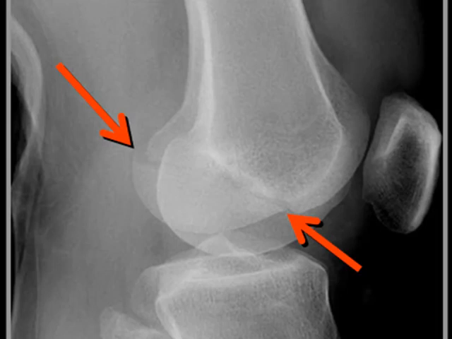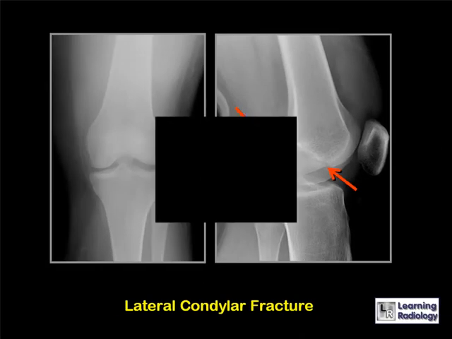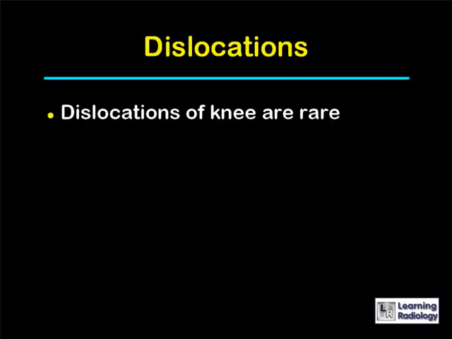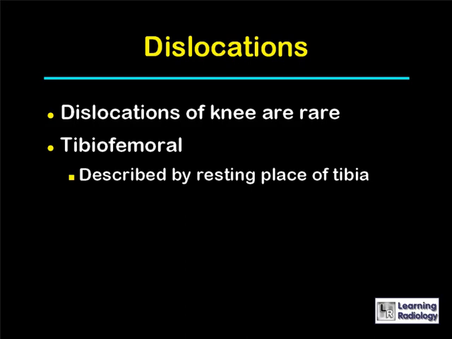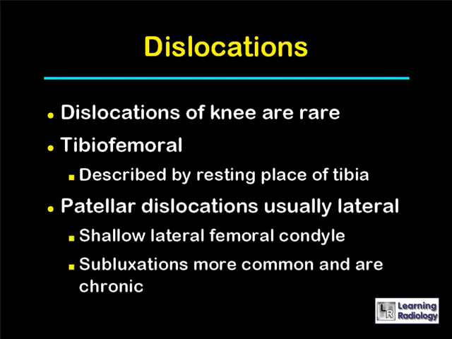patient's knee. Dislocations of the knee are relatively rare. They can be tibiofemoral, and they're described by the resting place of the tibia. They can also be patellofemoral. Patellar dislocations usually are lateral, and that's because the lateral femoral condyle is more shallow than the medial femoral condyle. Subluxations of the knee are more common than dislocations and usually are of a more chronic nature.